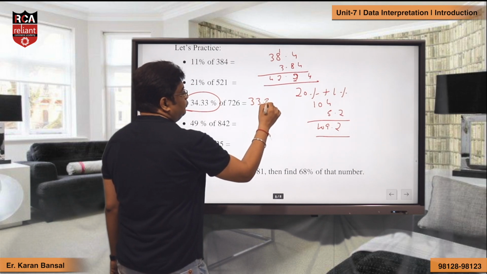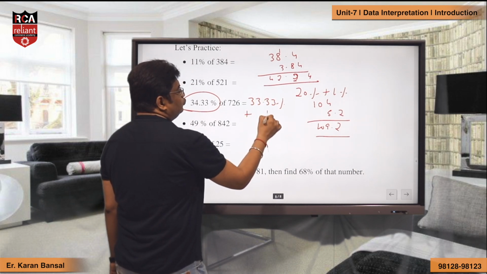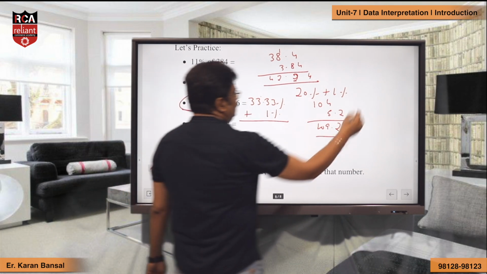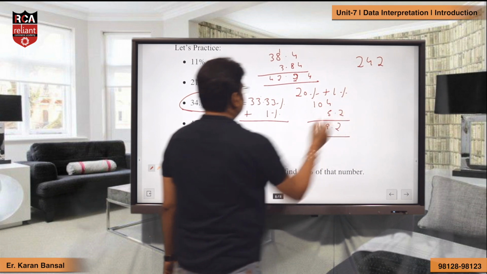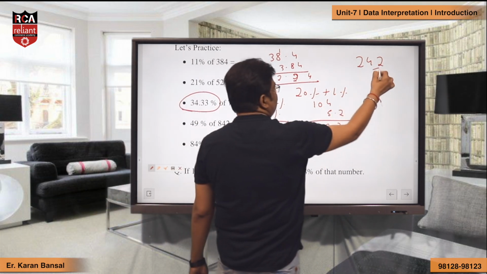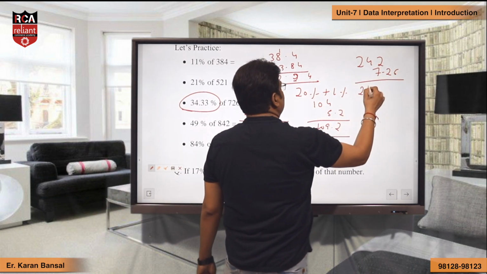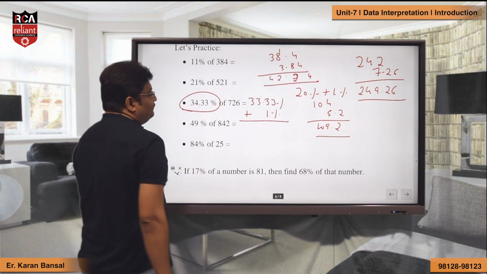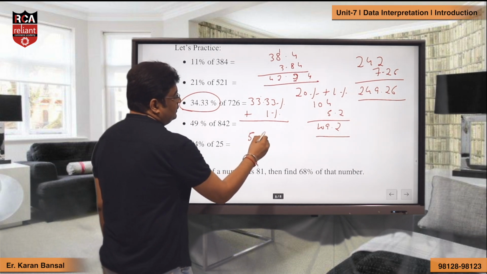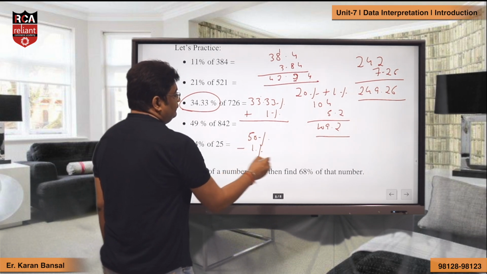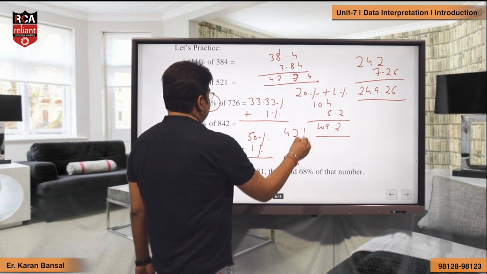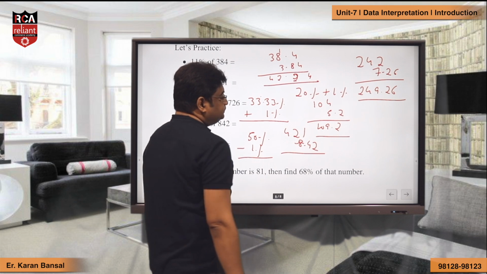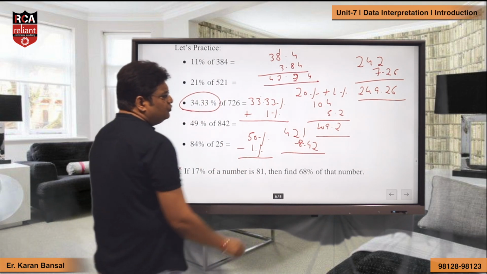34.33 is 33.33% plus 1%. 33.33 is 1/3. 1/3 of this is 242. 1% is 7.26. You get 249.26. All right. 49% of 842. So 50% minus 1%. 50% is half, 421. 1% is 8.42. So you subtract, and your answer will turn out to be close to 413 approximate.